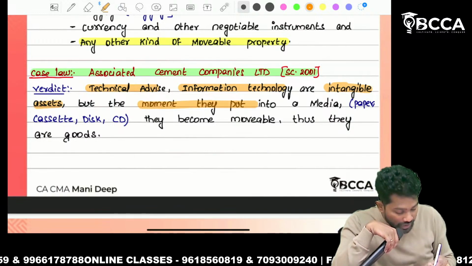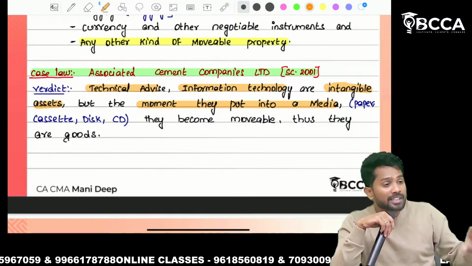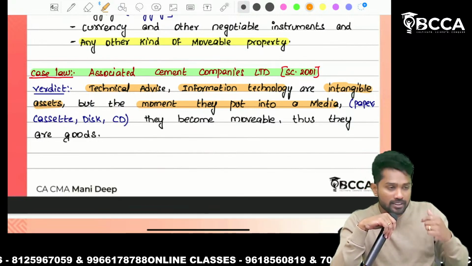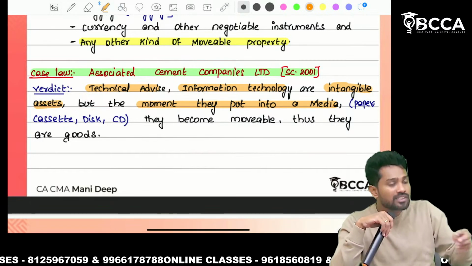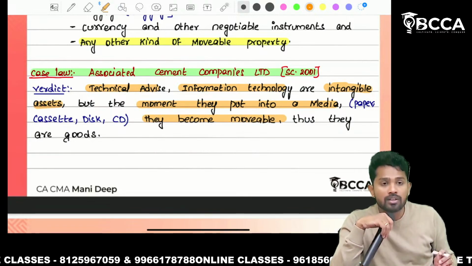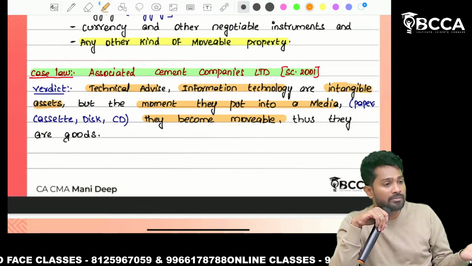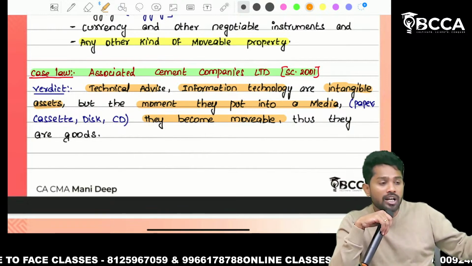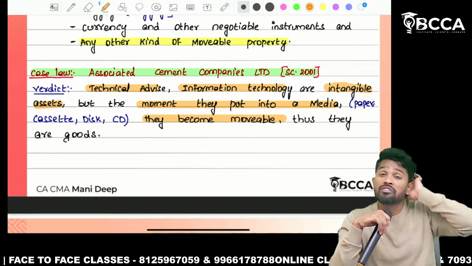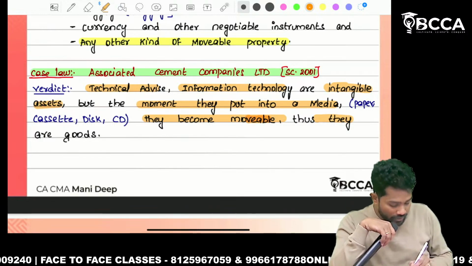But the moment they are put into a media, that means when the design is kept on paper, or on a CD, or a floppy disk, or a pen drive or hard disk, they become movable. So even though intangible, once they are kept on a physical, tangible media, like paper, hard disk or pen drive, previously CDs and even floppy disks, they become movable. Thus they will be goods only.